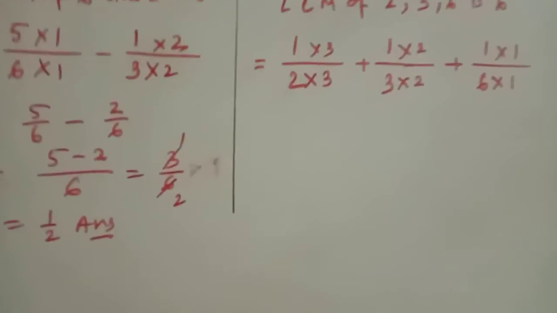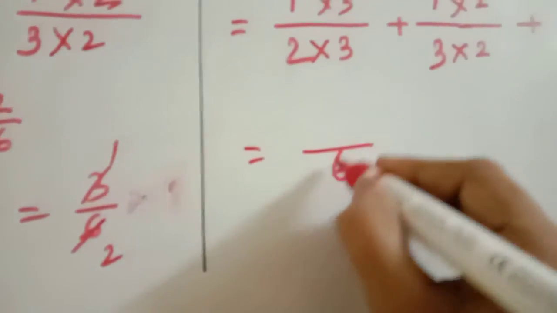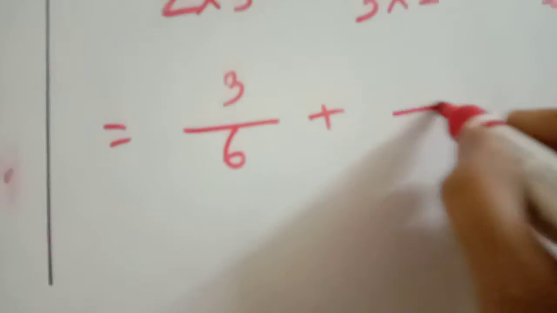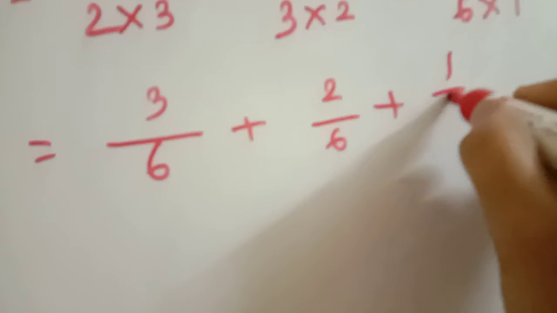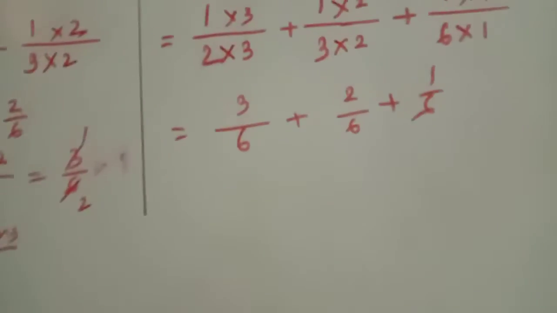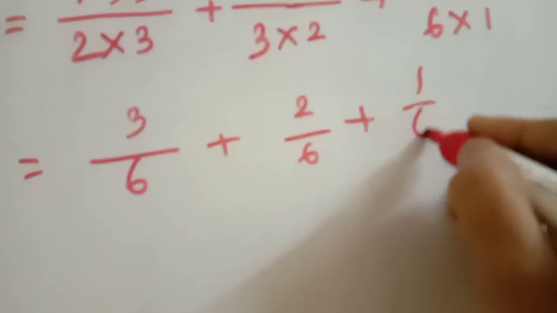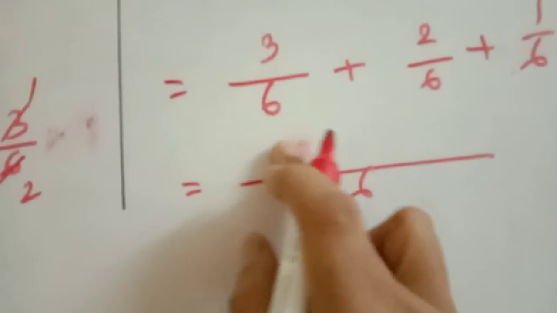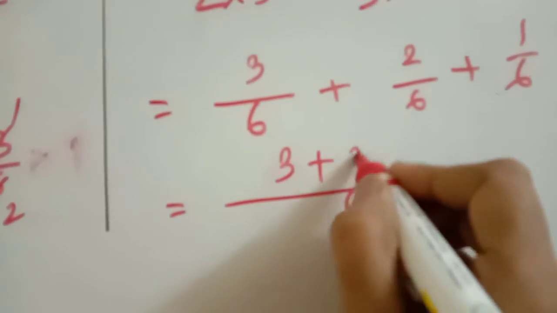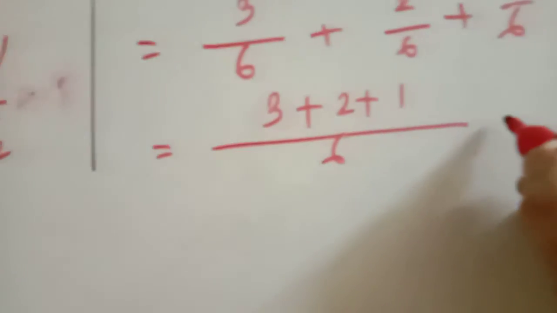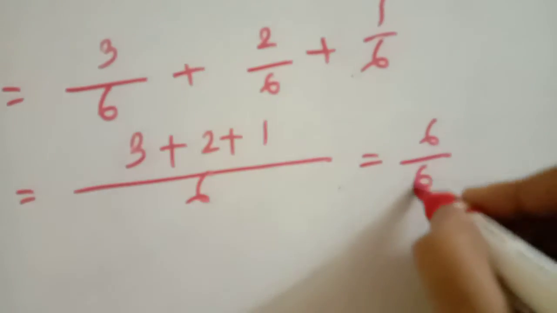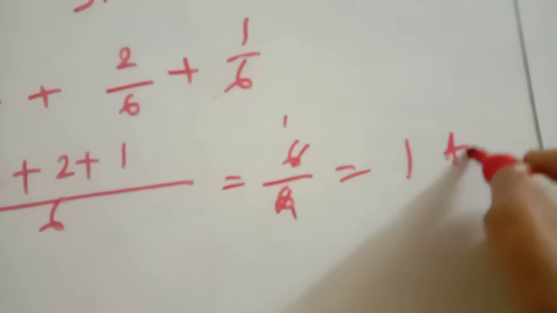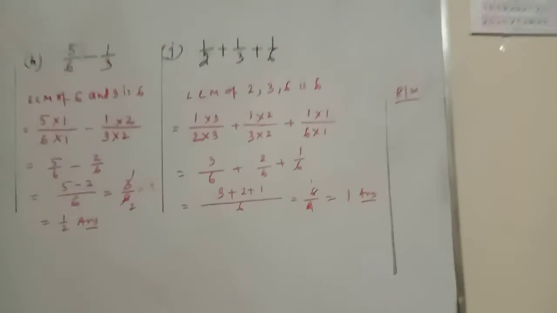Now the number is 3 by 6 plus 2 by 6 plus 1 by 6. So what will you get? The denominator is 6, 3 plus 2 plus 1, that is 6 by 6 equal to 1. You know that if you cancel it, you will get 1. So this is the answer.